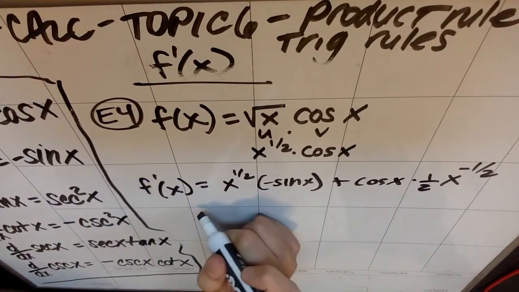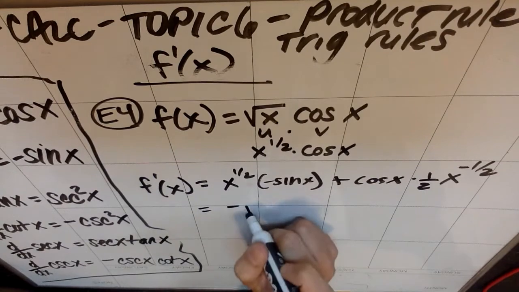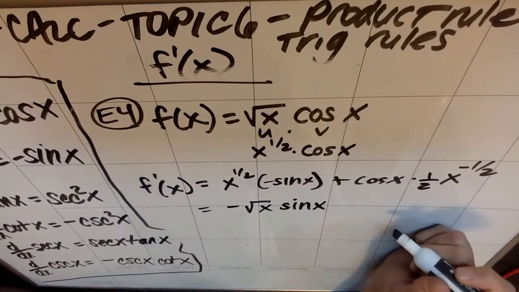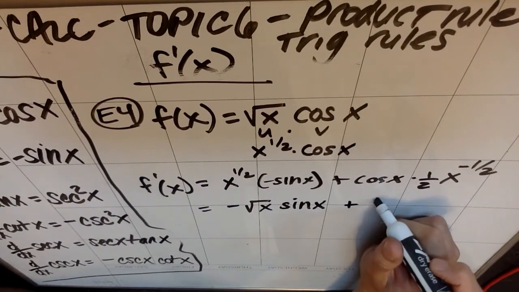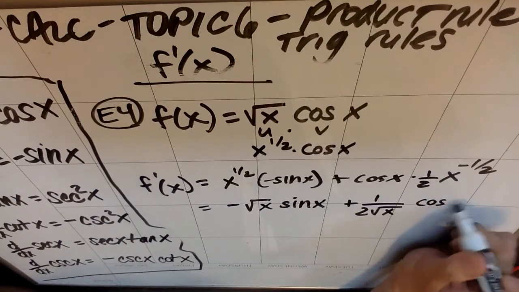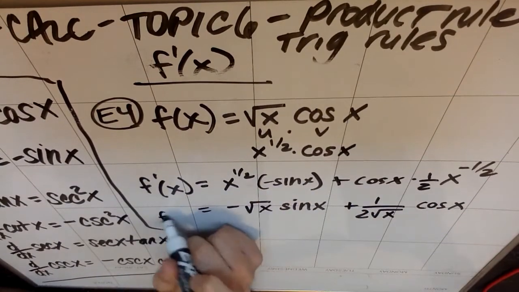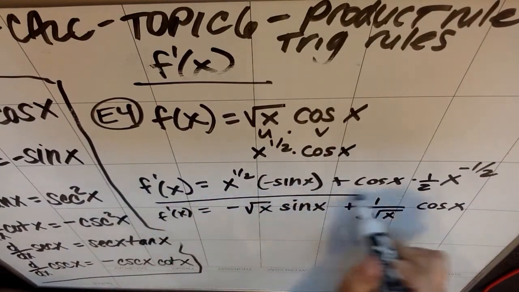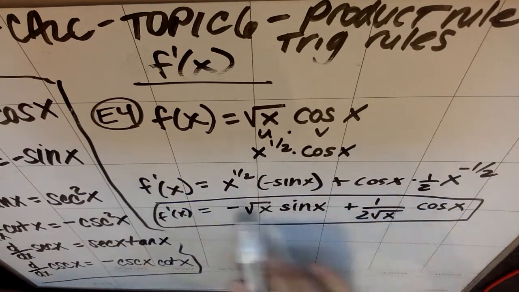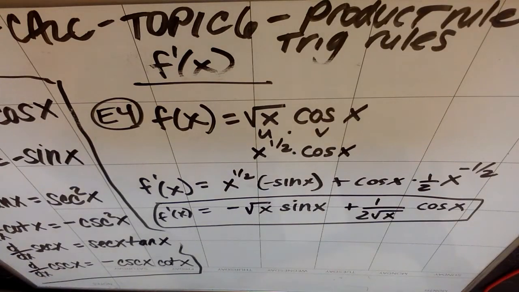So if I clean this up, it might be nice to write it back as a root. It doesn't matter. I'm going to write that as negative root x sine x, plus, I'm probably going to do a 1 over 2 root x. I'm probably going to put that back on the bottom, cosine of x, or any number of versions of this are fine. That's probably what I would do. I probably think that looks the nicest. But technically, this whole line is fine the way it is. It's just slightly nicer that way.